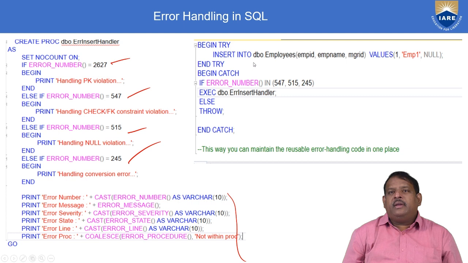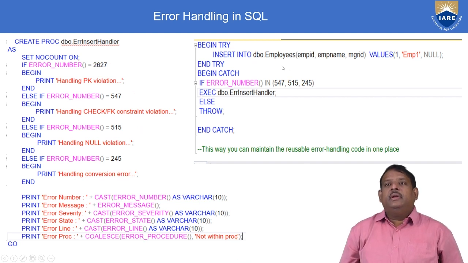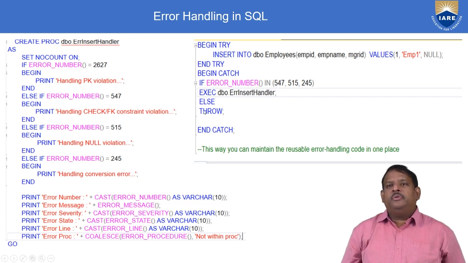So begin try. If you don't get an error, you directly come outside. But if one is already existing and you get an error, and the error is any of these things, 547, 515, 245, you'll call this procedure. See here, what I'm doing, I've written a common function. If my error number is any of these things, I'm calling this. If it doesn't have handling, I'm throwing the error to the end user.